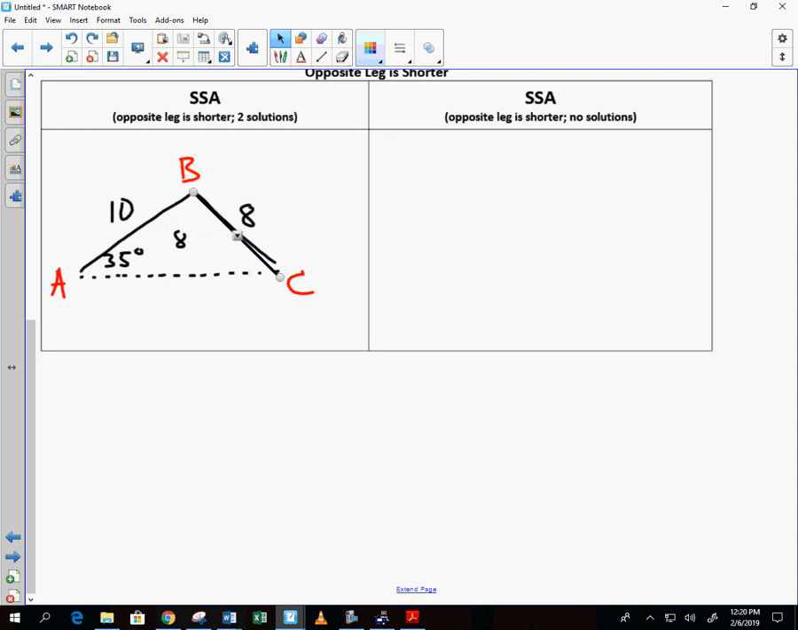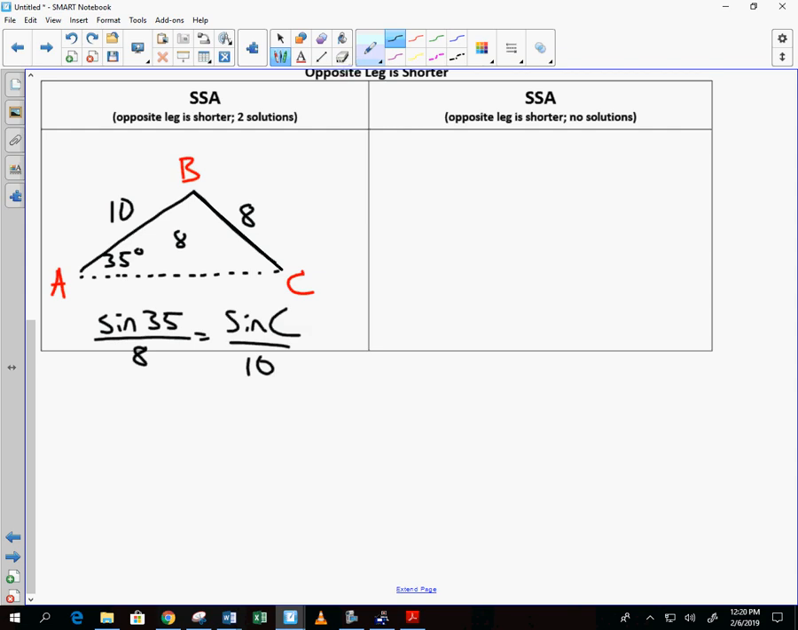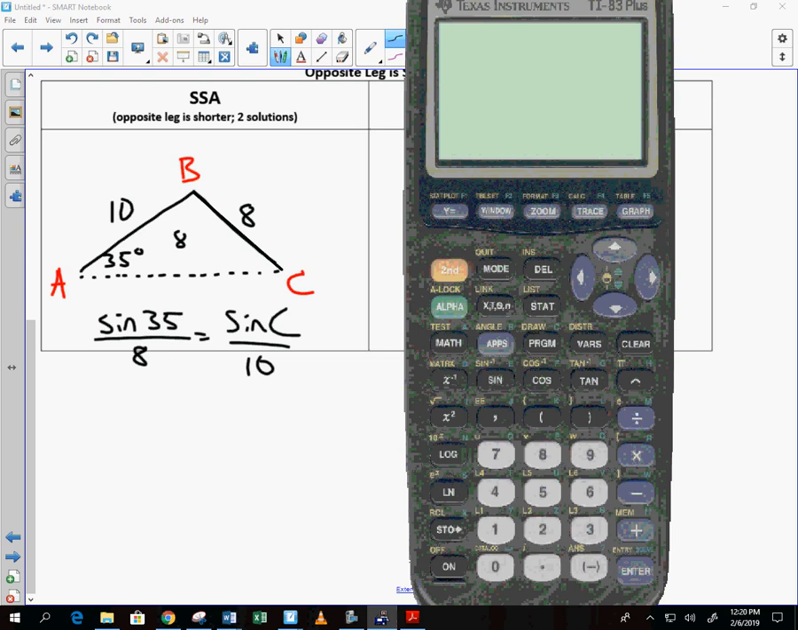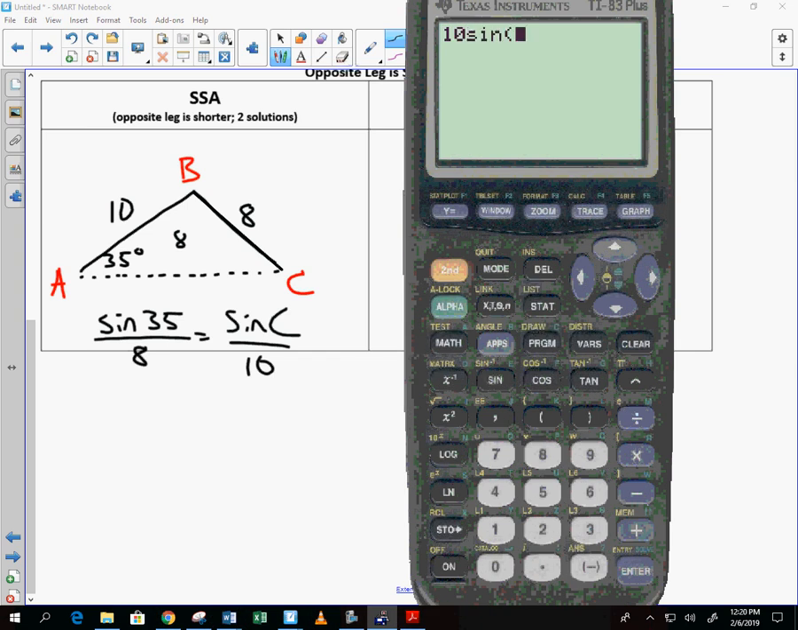Well, it has everything to do with how you set up the law of sines. For example, if we were to set up the law of sines and say sine of 35 divided by 8 is equal to the sine of C over 10, and we were to cross multiply and solve, we just simply multiply both sides by 10 in that scenario, right? We get 10 sine of 35 divided by 8. And what do you get? You get 0.71. Is that value positive or negative?